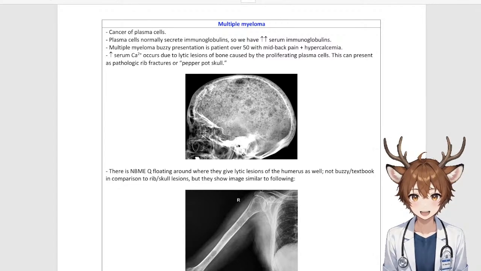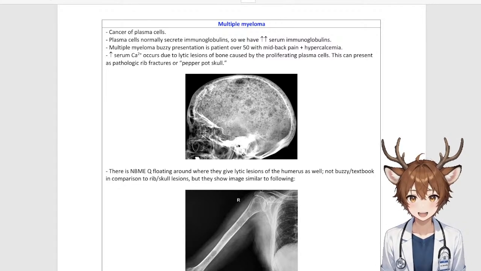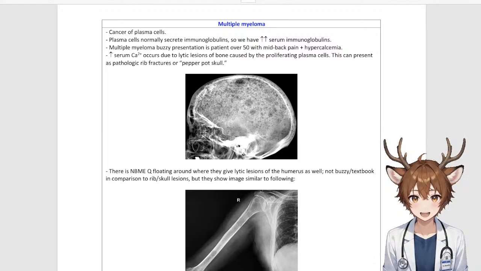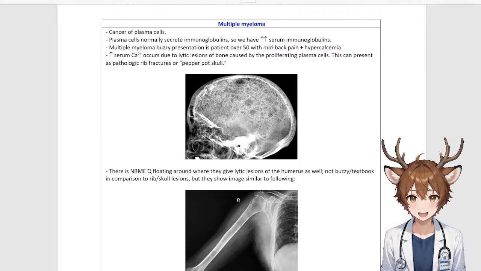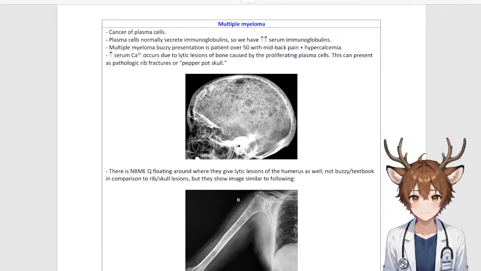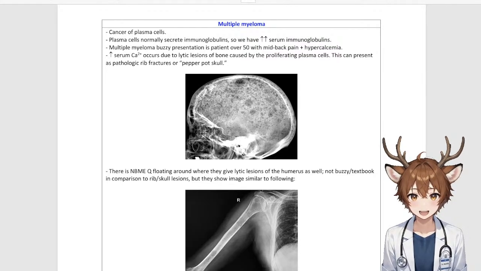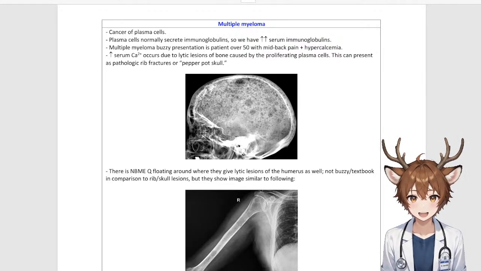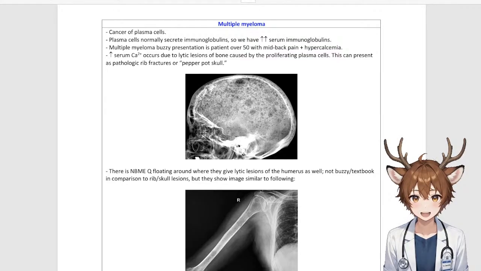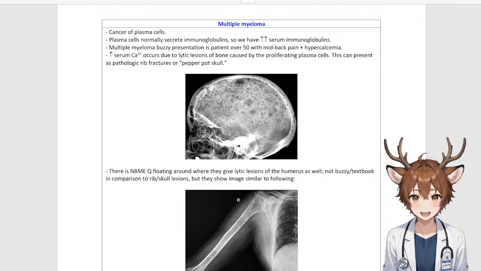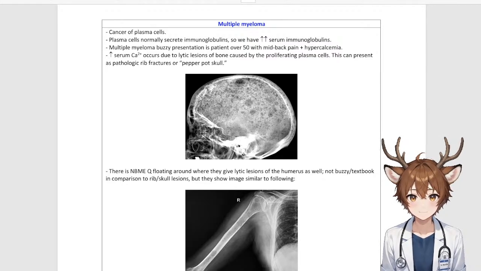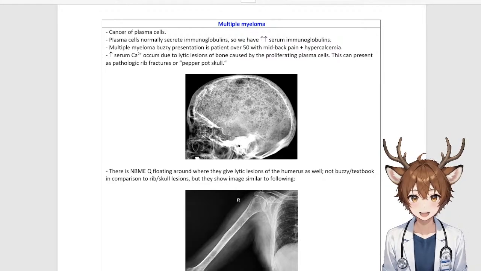What about multiple myeloma? Cancer of plasma cells. Plasma cells normally secrete immunoglobulins, so we have significantly elevated serum immunoglobulins. Multiple myeloma is a buzzy presentation in a patient over 50 with mid-back pain plus hypercalcemia. Elevated serum calcium occurs due to lytic lesions of bone caused by the proliferating plasma cells. This can present as pathologic rib fractures or pepper pot skull.